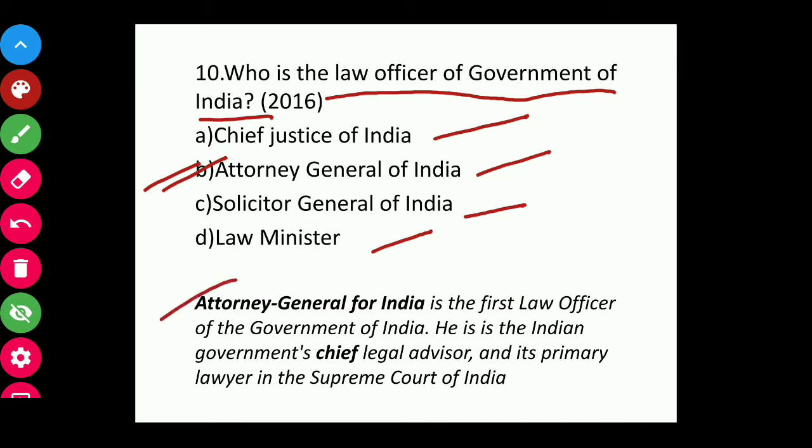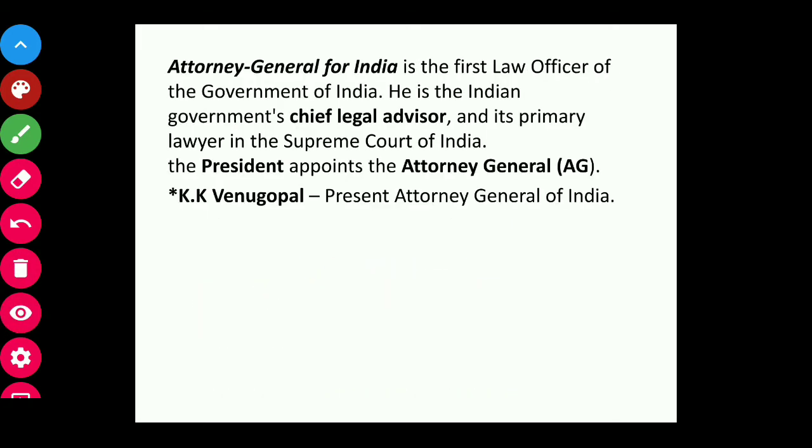The Attorney General of India is the first law officer of the Government of India. He is the Indian government's chief legal advisor and its primary lawyer in the Supreme Court of India. The President appoints the Attorney General of India.